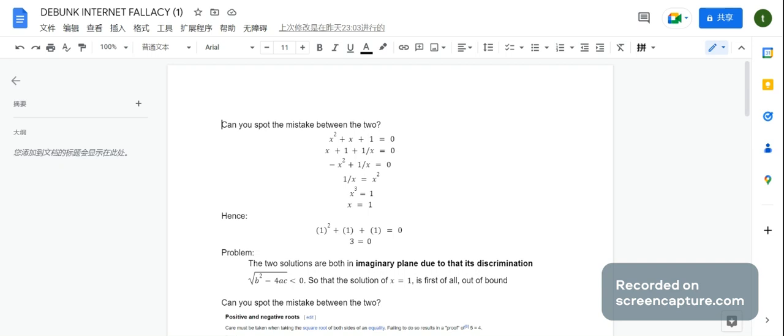So that's the equation overall. First of all, x is equal to 1. First of all, it's even out of bounds. So you are deriving a solution that is not even in the acceptable range. So it's wrong. It's a fraud.